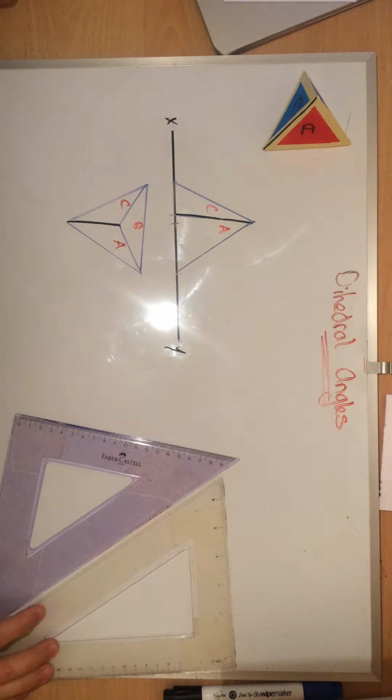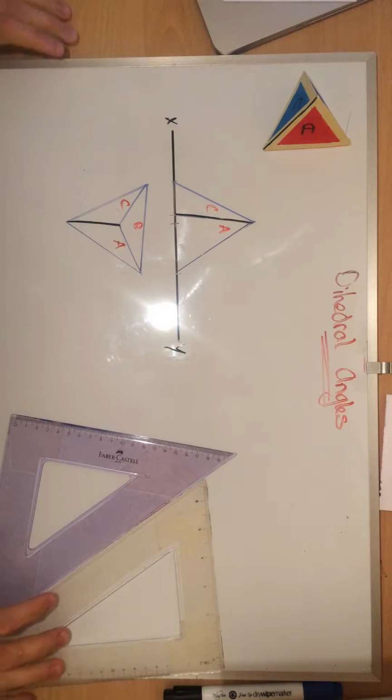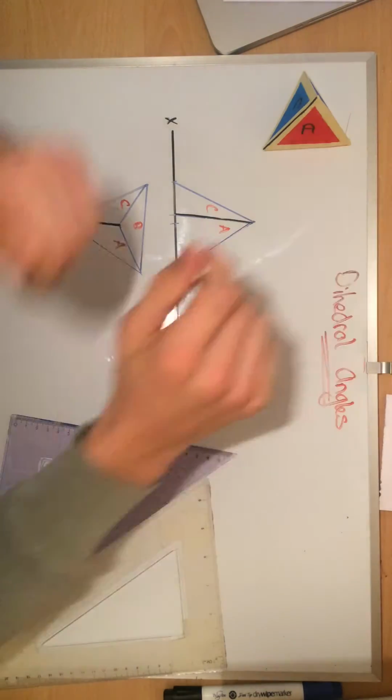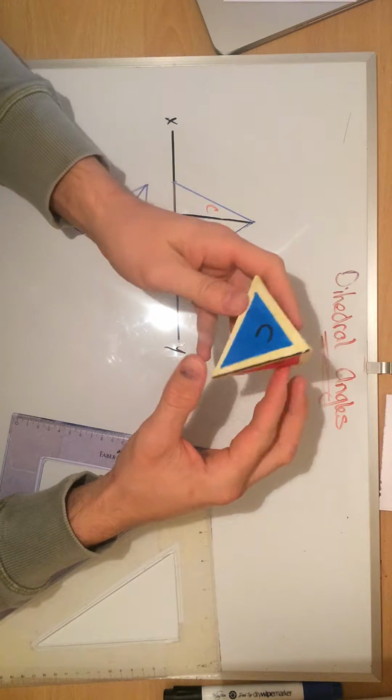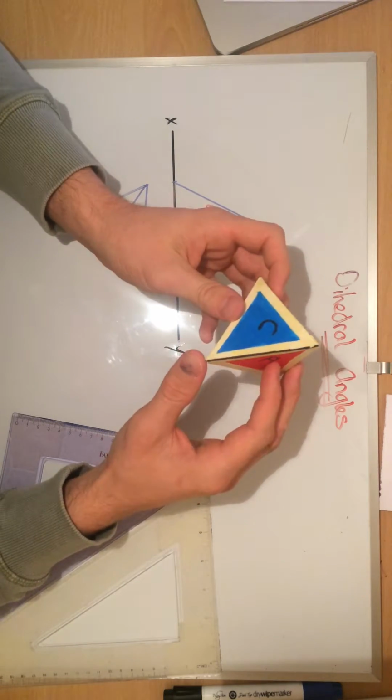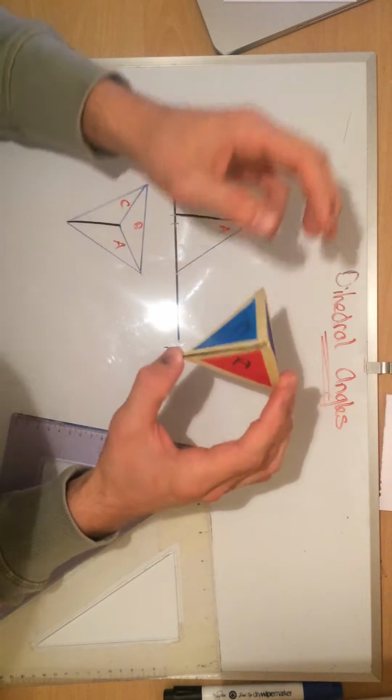How you doing? Okay, so today we're going to speak about the dihedral angles. Firstly, I'm going to deal with the point view method. Okay, so we're given this object, which is basically a triangular pyramid, just a triangular base pyramid.